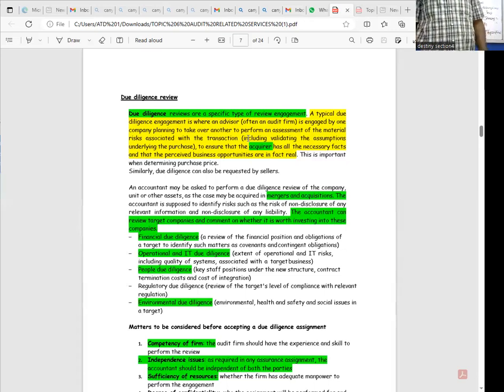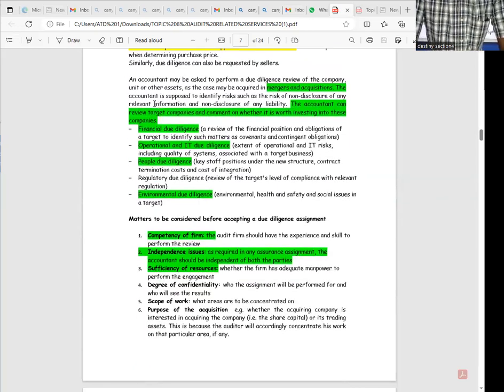A typical due diligence engagement is where an advisor, often an audit firm, is engaged by one company planning to take over another, to perform an assessment of the material risk associated with the transaction, including validating the assumptions underlying the purchase to ensure that the acquirer has all the necessary facts and that the perceived business opportunities are in fact real. This is important when determining purchase price.